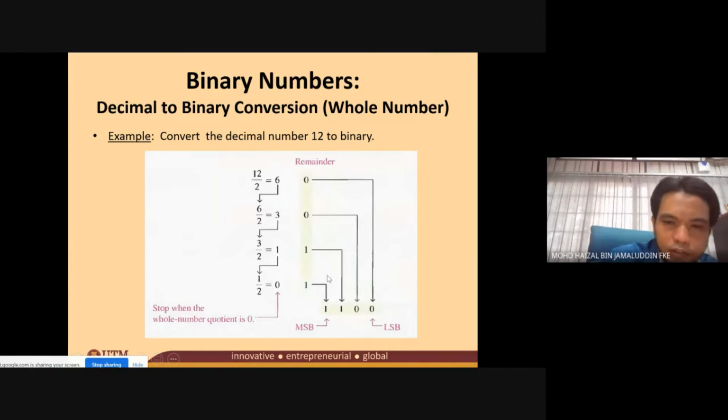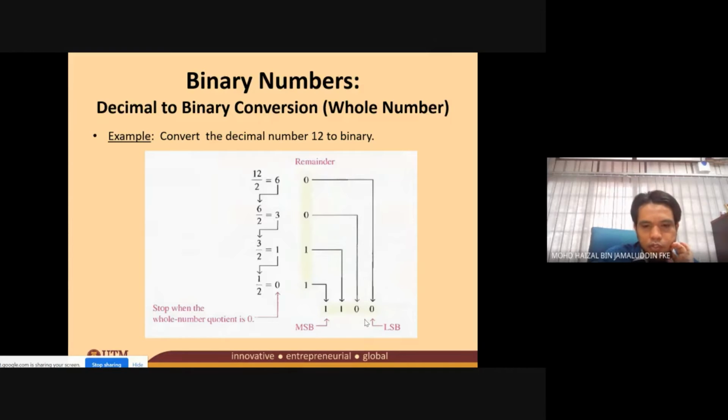So how you want to read it? So the number right now, okay. So you take the last number that you calculate the remainder as an MSB, most significant bit. Okay, you bring it here, 1, 1, 0, and 0. And the first remainder that you get from your calculation is the less significant bit. So the answer here is 1100.